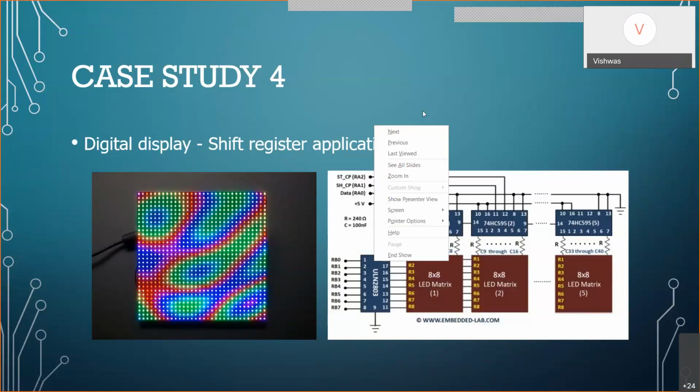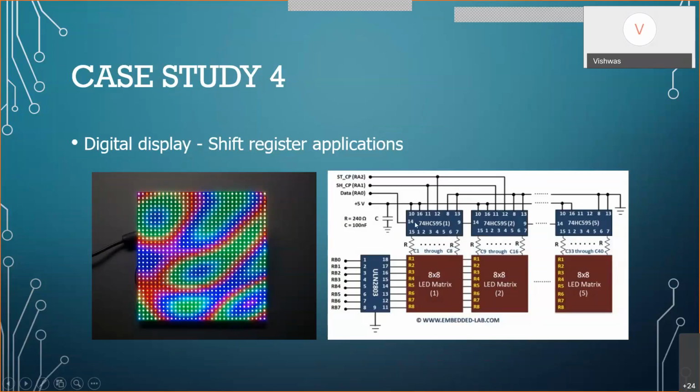In the shift register, you can see my cursor, I believe. You can see that, let's say, 14 is the data input pin and 9 is the data output pin. The output of each individual shift register is connected to the next input. In this way, you will be able to shift the data one after another. You will have to sample at such a high frequency that you will be able to display whatever characters are required across a whole large display.